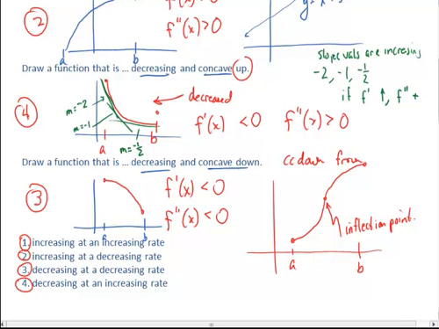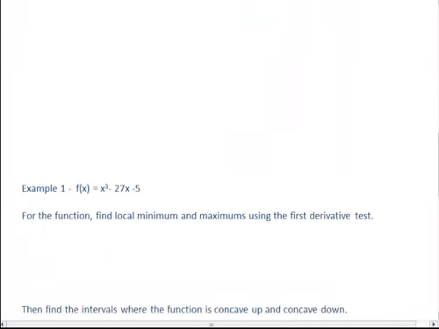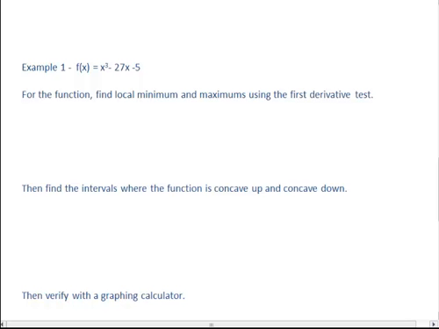Hence, the function is decreasing at an increasing rate. Now I'd like to turn our attention to using this information to help us find out where a function may have a local min or max, using the first derivative test, then talking about how we use the second derivative to find out where a function is concave up and concave down through using algebra, and then we're going to verify it with a graphing calculator.